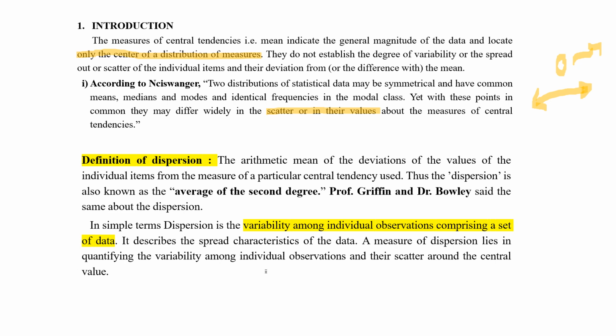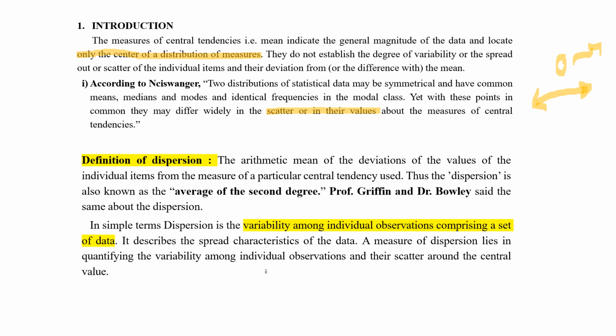So what is dispersion? Dispersion is the arithmetic mean of the deviations of the values of the individual items from the measures of a particular central tendency. Thus the dispersion is also known as the average of the second degree.